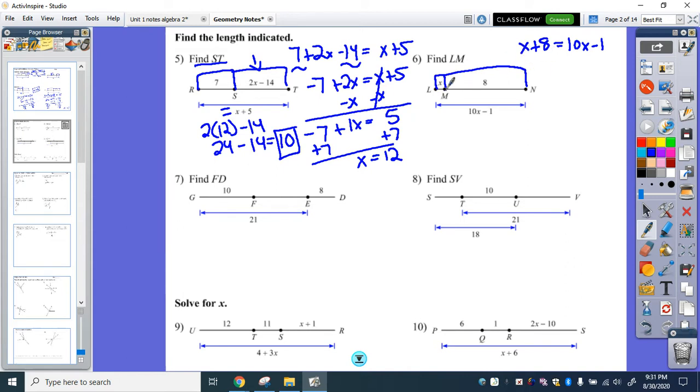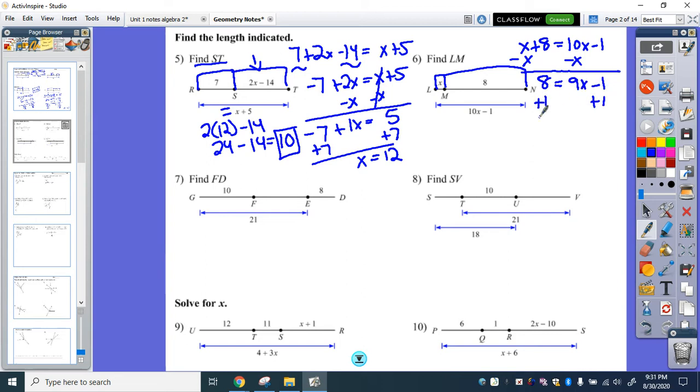Well, in this case, we're actually just solving for x because L to M is represented by x. So all we have to do in this problem is solve for x. This one will be fast. So let's subtract the smaller x from both sides. That would leave me with 8 equals 9x minus 1.